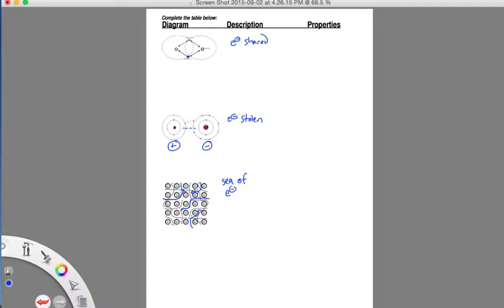And this little sea of electrons is relatively negative, and they've got these positive nuclei of metal atoms that are just kind of embedded in here. And that gives them a whole bunch of properties that we're going to see in a few seconds. So let's go to the properties then. I've got a first property.